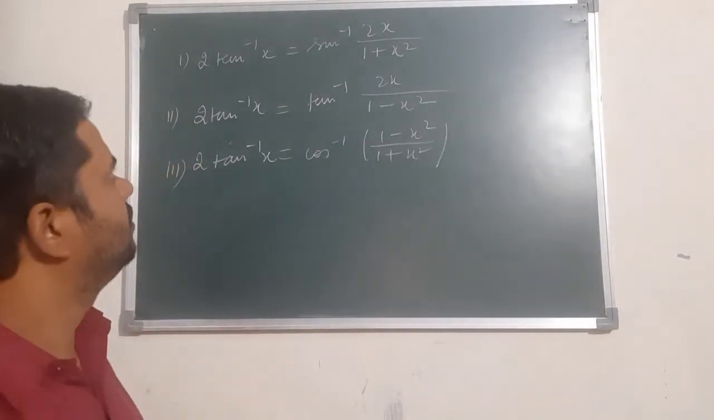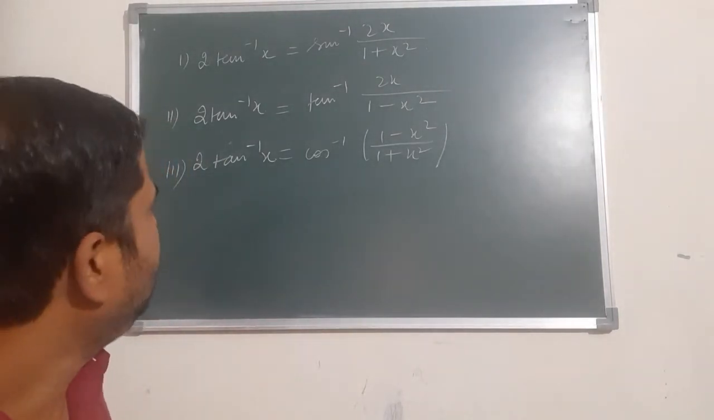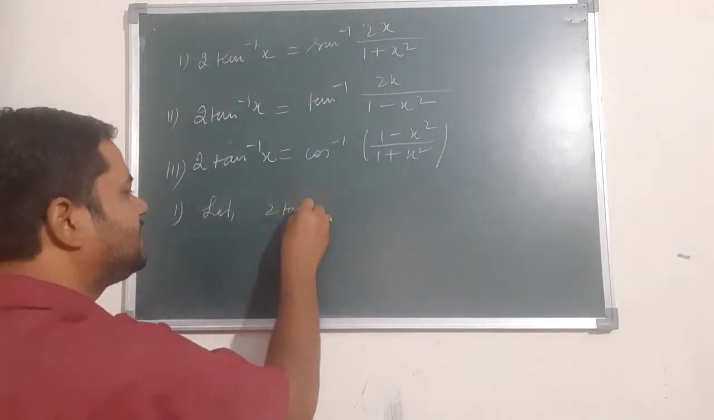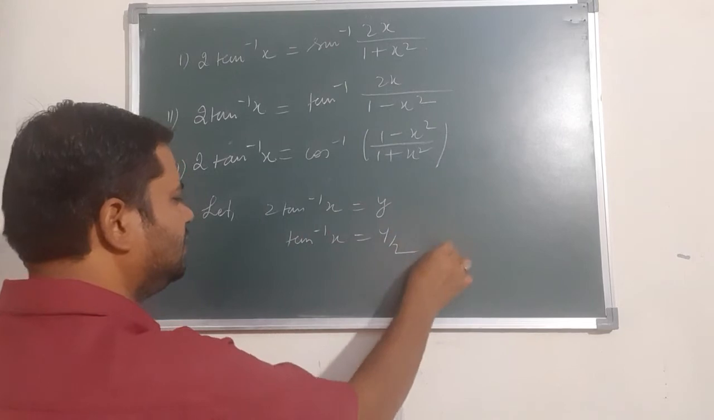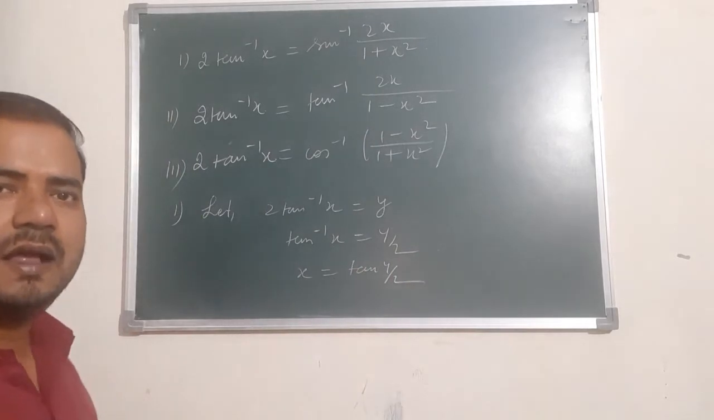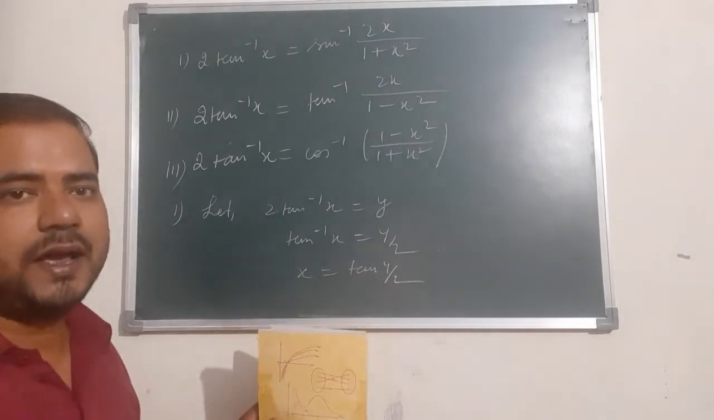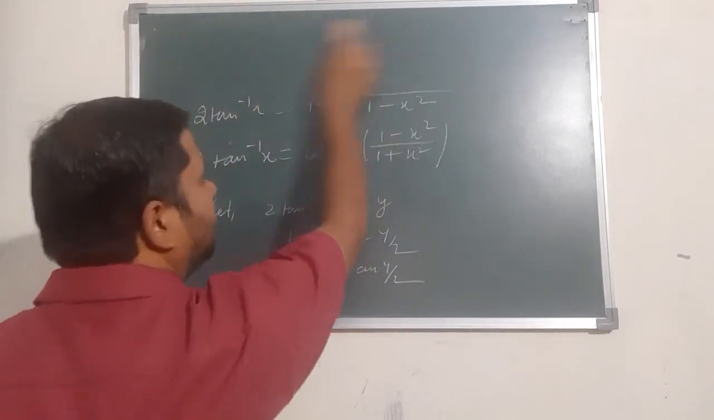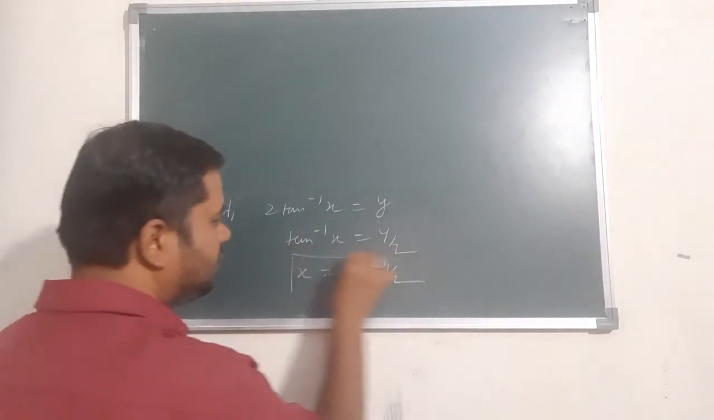So one by one we have to show it. Okay, so first one, see, let 2 tan inverse x be equal to y. So tan inverse x is equal to y by 2. So x is equal to tan y by 2. Okay, and write the half angle formula. Okay, so I'm just going to erase this one. Maybe you completed this. Okay, so x is equal to tan y by 2.